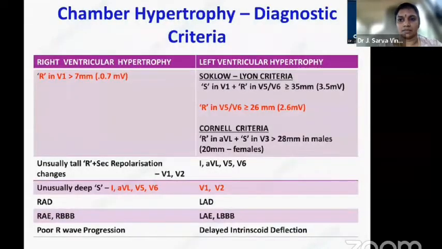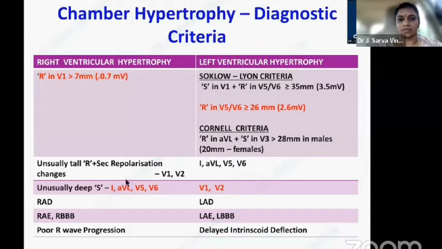How do we determine chamber hypertrophy? There are numerous criteria. It might be difficult for us to remember all the numbers when you're going for an exam. So it can be easily remembered as: if it's right ventricular hypertrophy, the R in V1 should be more than 7. And if it's left ventricular hypertrophy, the R in V6 should be at least 4 times of this, so it should be at least 26 or 28 if you want to remember it easily. So if the R in V1 is more than 7 millimeters, it's right ventricular hypertrophy. If the R in V5 or V6 is more than 26 millimeters, it's left ventricular hypertrophy.